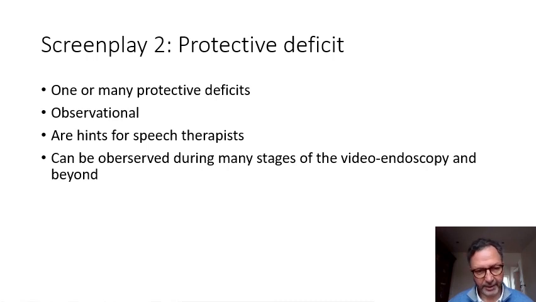They have to know if the arytenoid is missing. They have to know if the PECSI has been done. They have to know about laryngeal elevation. So these are really important features to note for the SLPs you're going to refer the patient to. And of course, these features can be observed during many stages of the video endoscopy at point of interest number 1, 2, 3, and at different challenges.